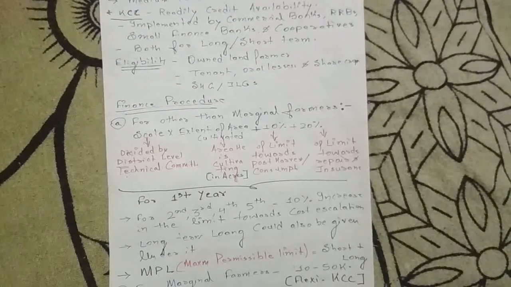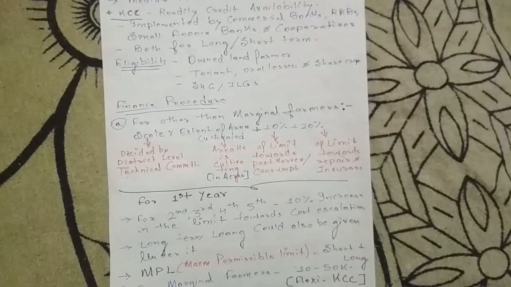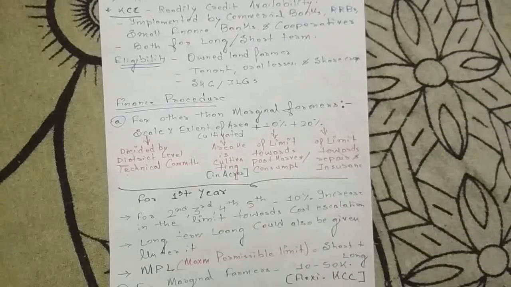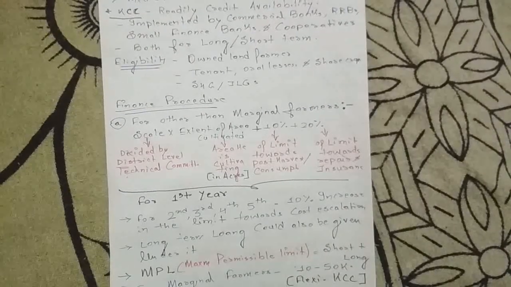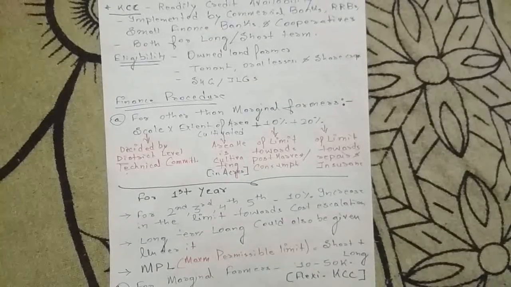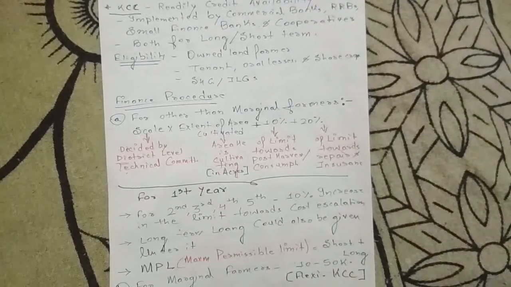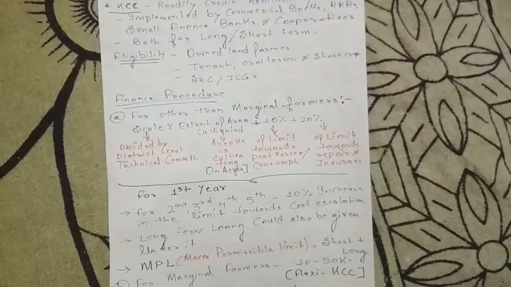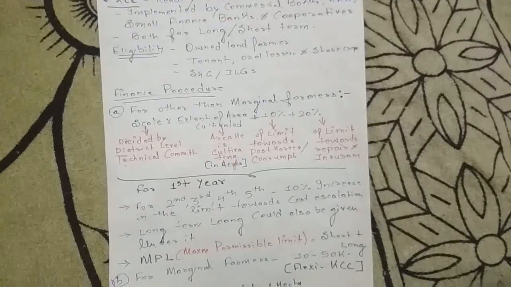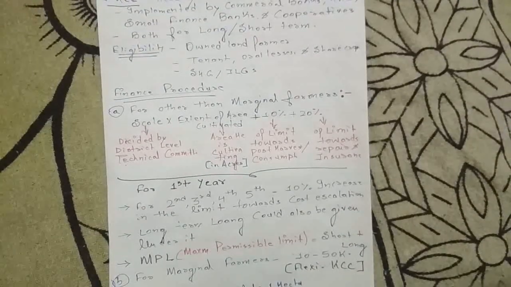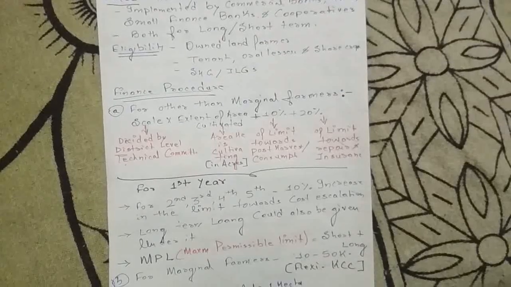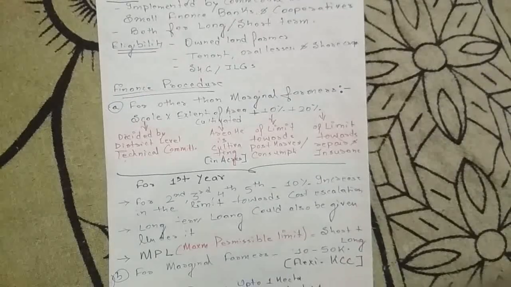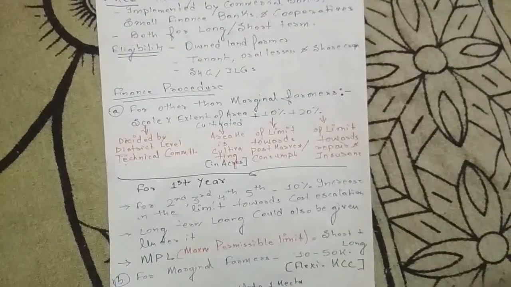After the district level technical committee announces the scale of finance, which is given per acre, the bank has to calculate this KCC according to it, based on the area the farmer has. Now let's say the farmer has 2 acres of land. That scale amount is multiplied with the extent of area under cultivation, plus 10%.